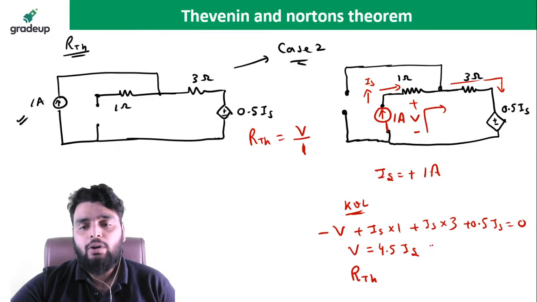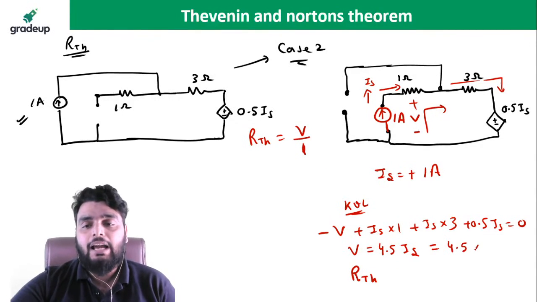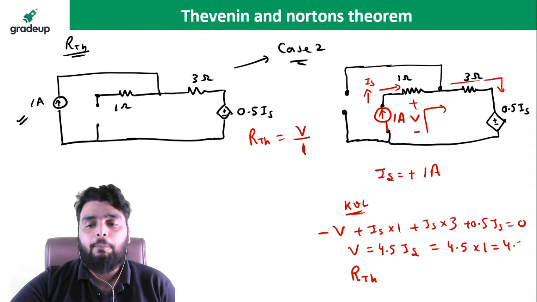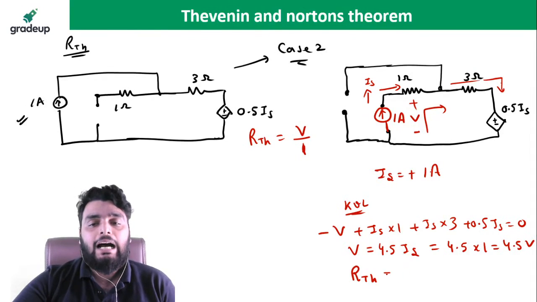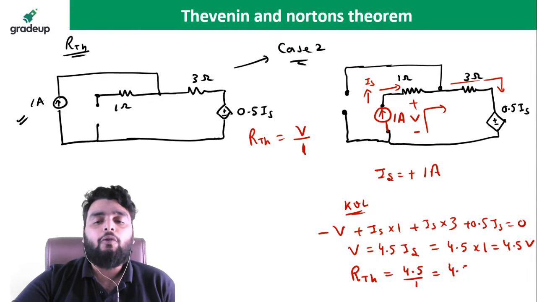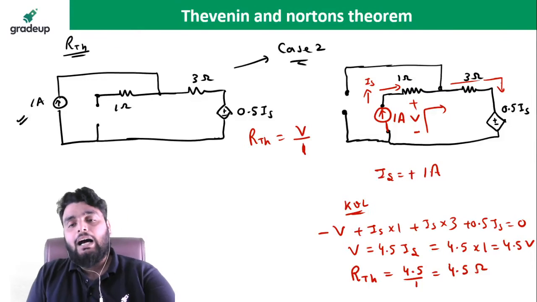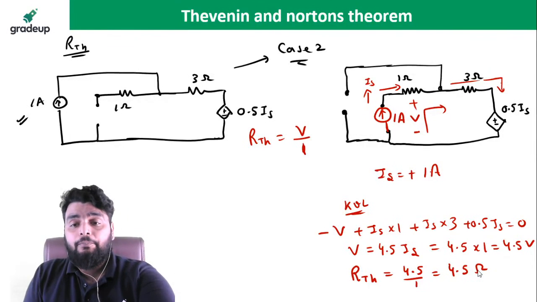Right now IS given is 1 ampere. So it becomes 4.5 multiplied by 1 equal to 4.5 volt. So what will be RTH? RTH will be 4.5 divided by 1 equal to 4.5 ohm. RTH will be 4.5 ohm.